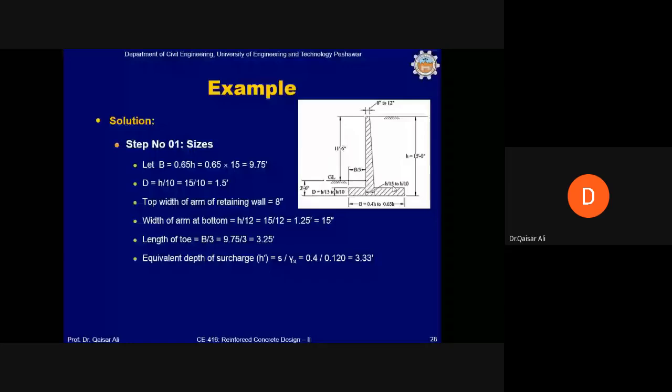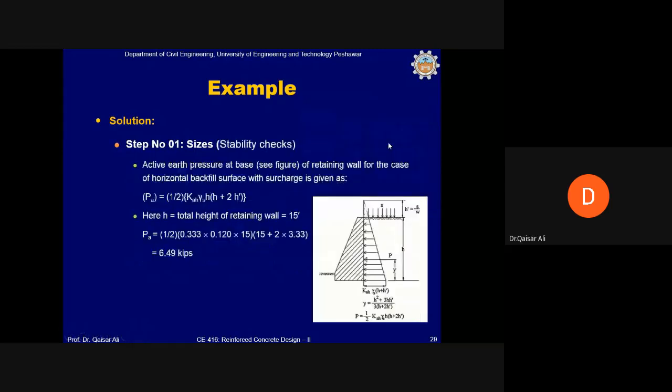The length of the toe of the retaining wall is b by 3, and 9.75 divided by 3 is 3.25 feet. The equivalent depth of surcharge is 400 pound per square foot or 0.4 kip per square foot. It will be divided by the density of the soil, which is 0.12, and an equivalent height h prime of 3.33 feet can be used in order to simulate the surcharge by the triangular distribution of the backfill.